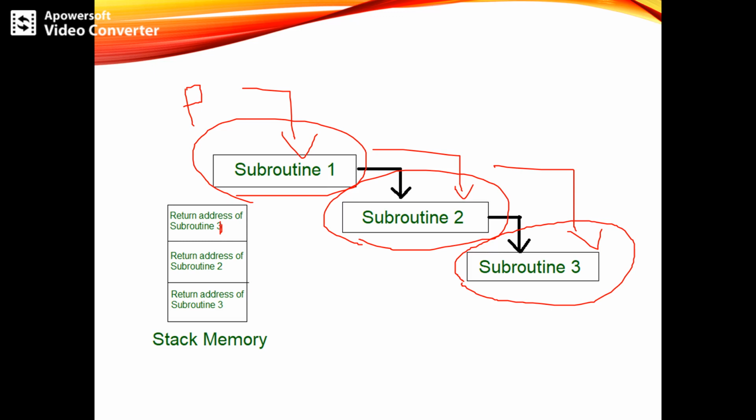So in the case of subroutine nesting, we can make use of stack memory in order to store the return address. If you are having more than one return address which is to be stored, I cannot use the link register, because I am having more than one return address. So in such cases, we can make use of stack memory, and we can store the return addresses within it.